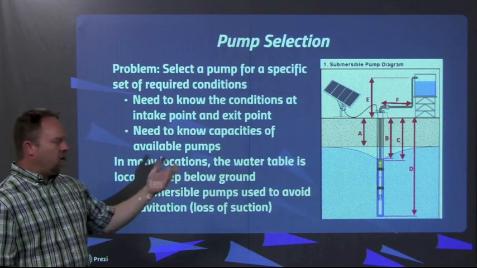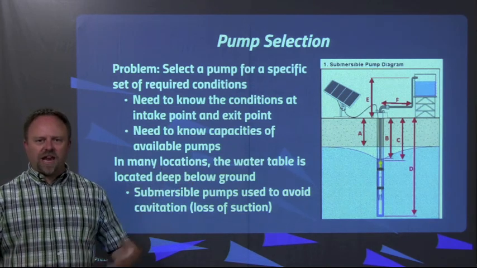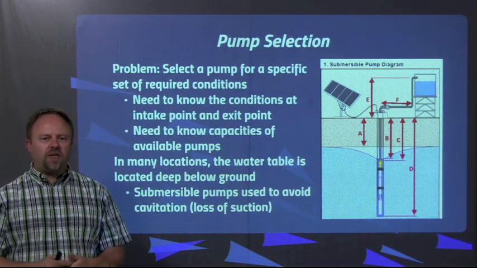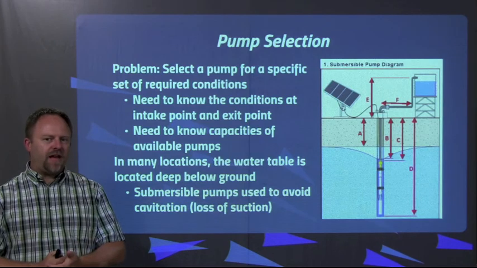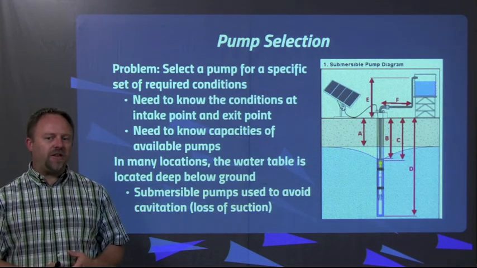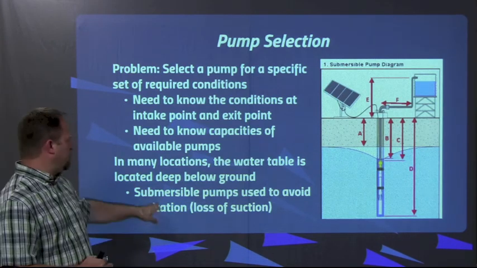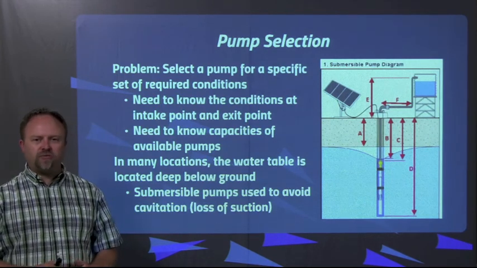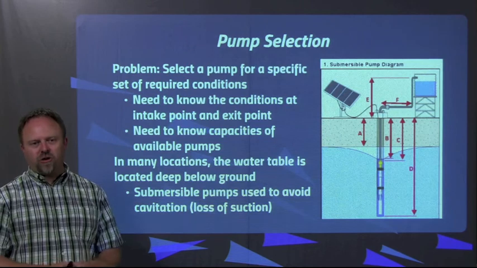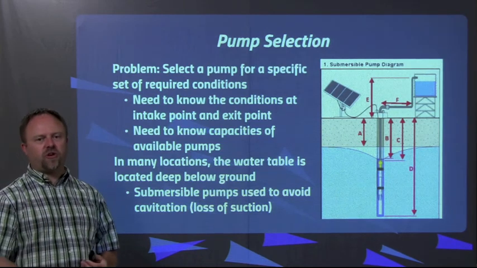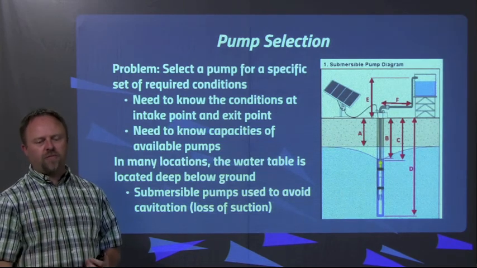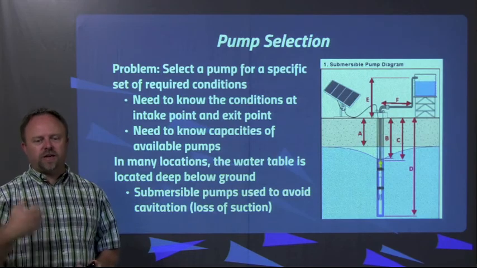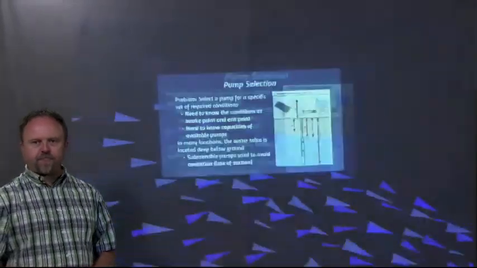So when we think about where this is going to be located, we're looking at kind of remote locations where water is probably not the easiest thing to find. So probably the water table could be very deep underground. So one of the things we're going to want to use is a submersible pump, which avoids cavitation, which is basically when you're pumping water, you don't want to lose the suction which is going to be drawing the water into the pump. So when you have the pump in the water, it doesn't have to worry about that.